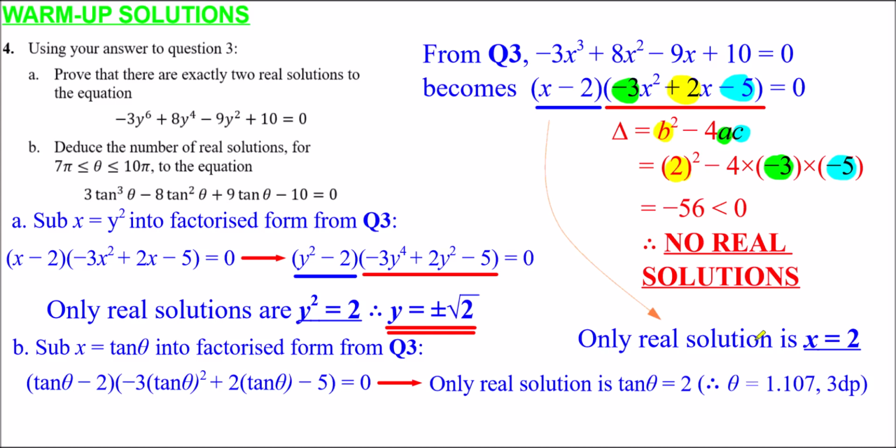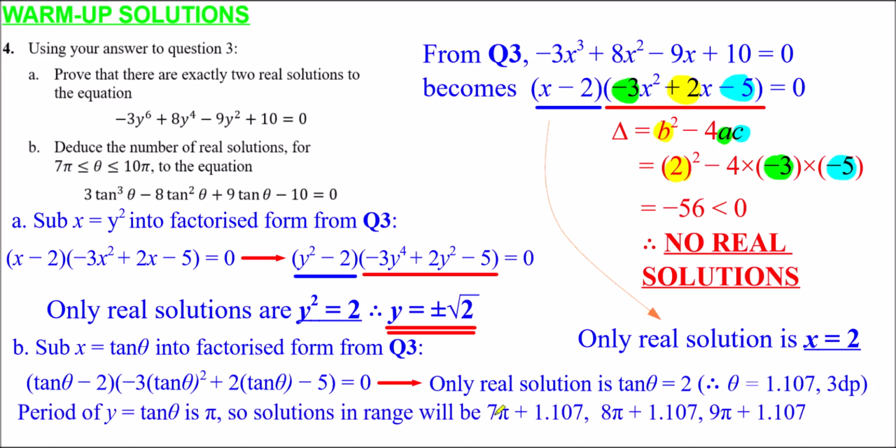So if we've got the first principal solution as 1.107, the next solution along would be 1.107 plus pi, then 1.107 plus 2 pi, 1.107 plus 3 pi, and so on and so on. So if we just continue up in steps of pi until we get solutions in between 7 pi and 10 pi, what we'd get would be 3 solutions.